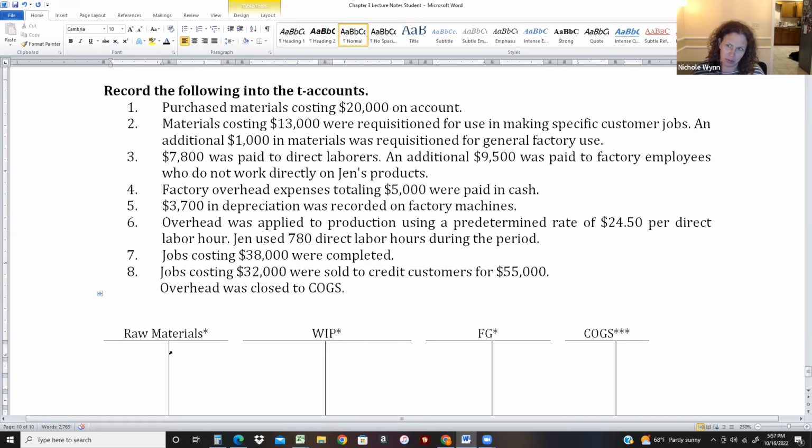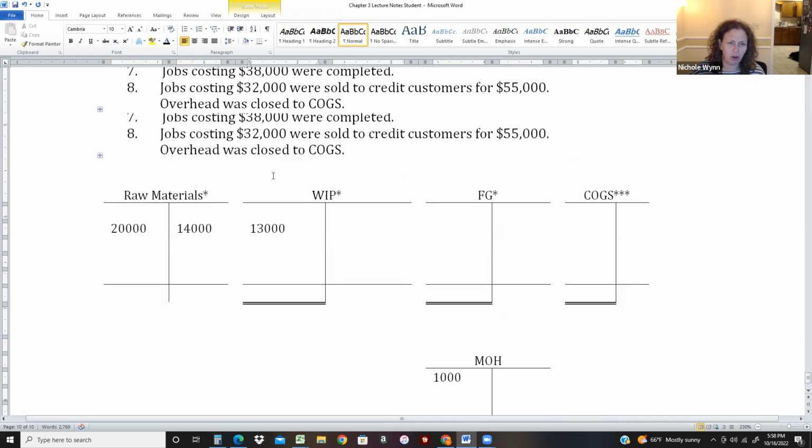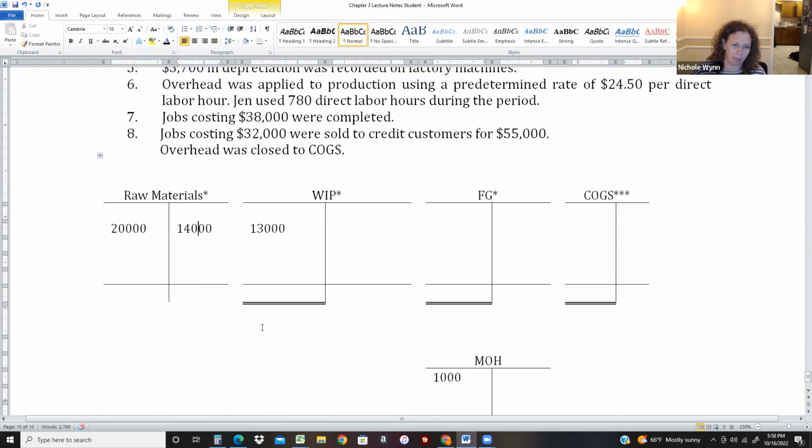Usually I have the students do this while I'm handing out homework sheets to them in class. Purchasing raw material goes on the debit side, and then it says on account, so that would be accounts payable. Materials costing $13,000 were requisitioned for use in specific customer jobs. An additional 1 is for general factory use. So 14 is going to come out, but only 13 comes over, and the other 1 will go in overhead. So a total of 14, because 13,000 is for specific jobs and an additional 1 is for general factory use, like indirect material.